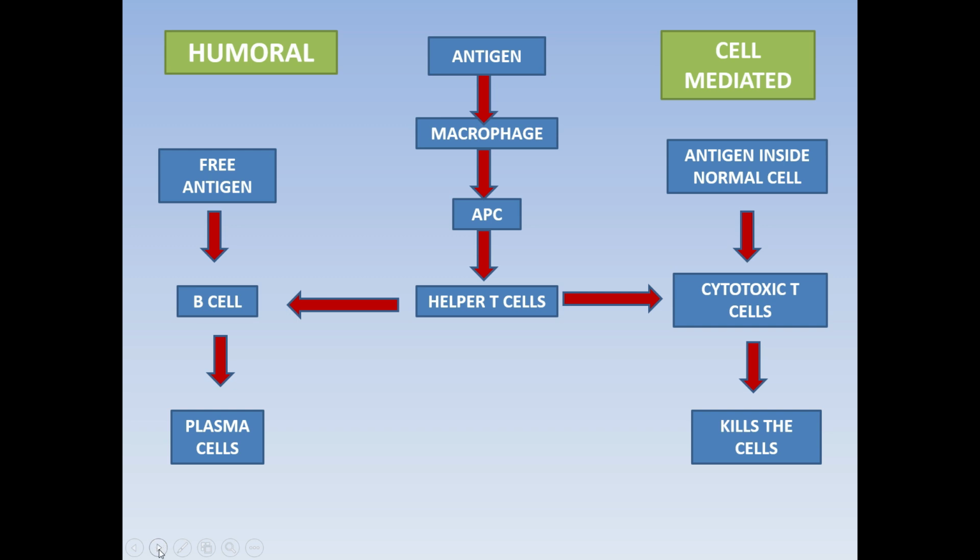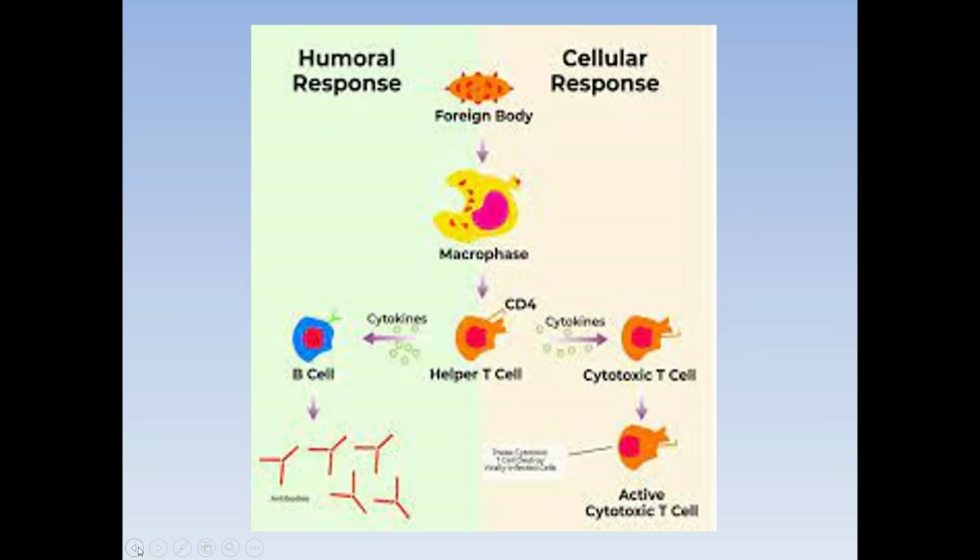If it is a free antigen, meaning a part of the pathogen like a cell membrane or a part of the flagella, present in the fluid, that will activate the B cells. B cells will activate the plasma cells. The plasma cells will produce the antibody, the specific antibody for the specific antigen. So this is about the humoral immune response.